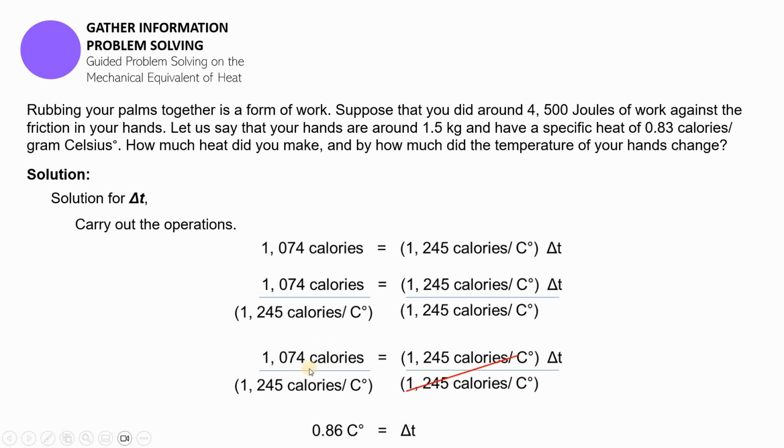And we both know that this is going to be cancelled out. Calories is going to be cancelled out, leaving us with only Celsius degree. And when you divide it, you're going to be getting 0.86 Celsius degree. That is going to be the amount of change in the temperature of your palms.